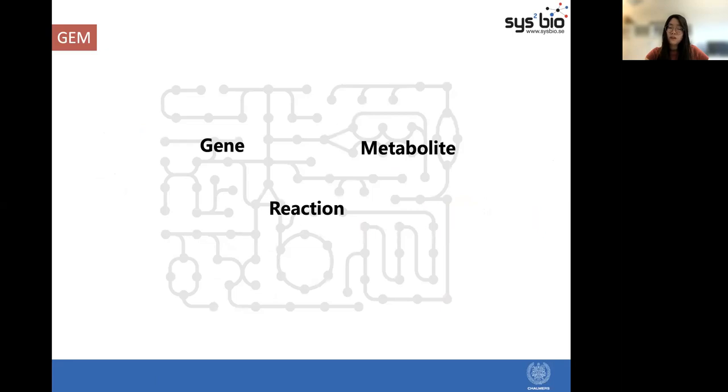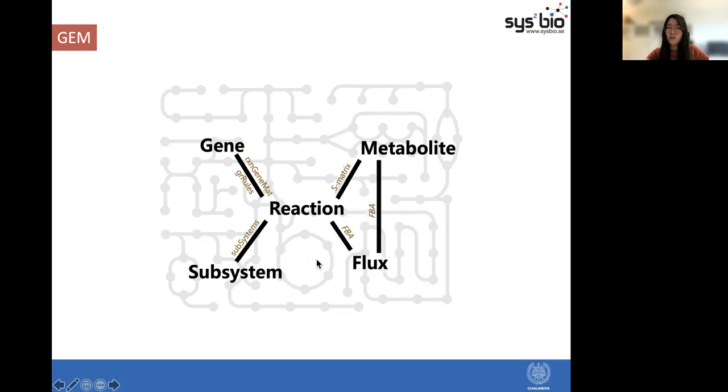Gene, reaction, and metabolites are three main elements in the GEM. The reaction and the metabolites are connected to each other by an S matrix, as we just showed. And the gene and the reaction are connected by the GR rules, which indicate the genes associated with a certain reaction. Then we group reactions into different subsystems by their functions. And we can simulate flux, which is the rate for a certain reaction.